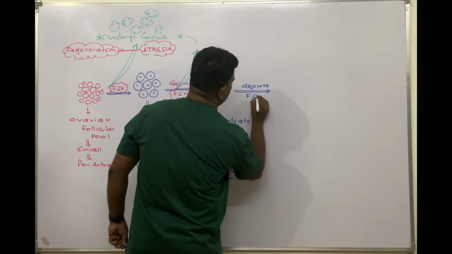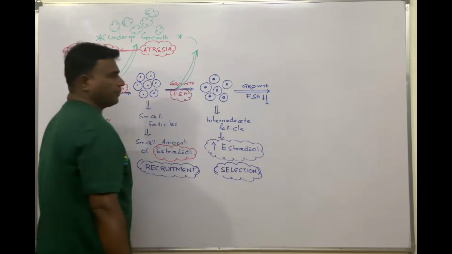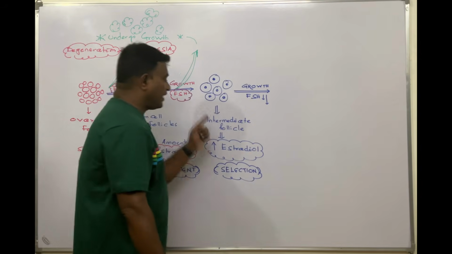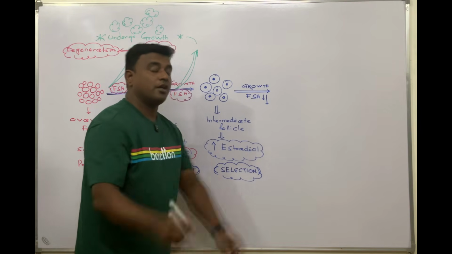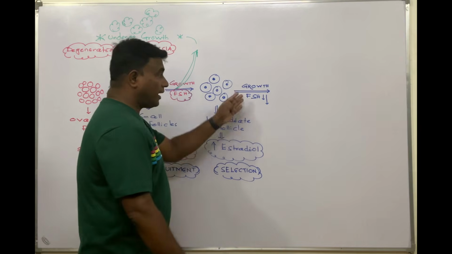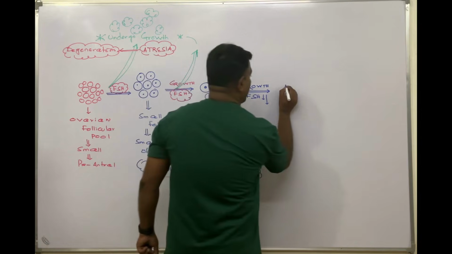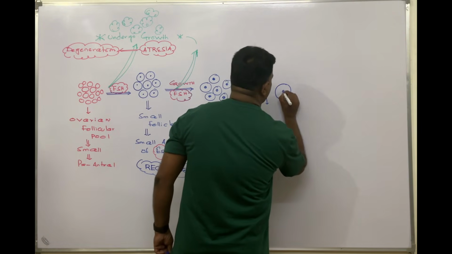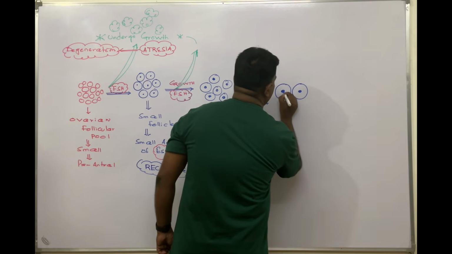Here, FSH is also there, but its secretion will gradually start decreasing. The granulosa cells in this selection stage have developed the receptors for LH. Important: they have developed the response for LH. Now they are less FSH sensitive, but they are present. That's why only 1 or 2 follicles will undergo a size-dependent increase.